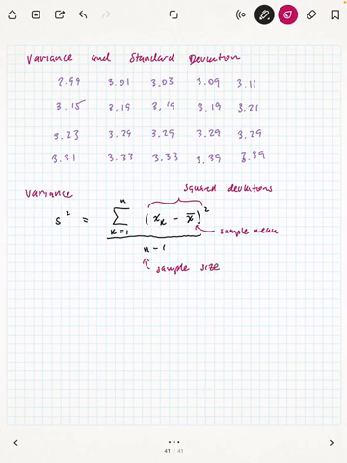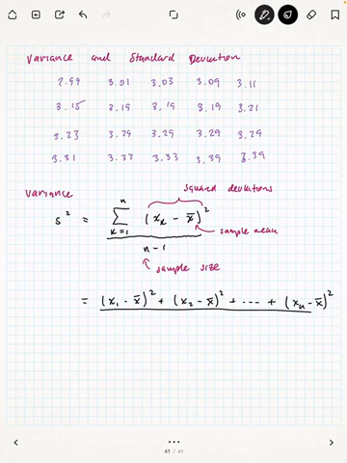But this is different from the population variance formula because for population, we just divide by n, by the population size. So how do we calculate this? Well, literally what we're talking about is we take our x1, subtract the mean, squared, plus the next value minus the mean, squared, and go on until you find the last data value, subtract the mean from it, square it, and then divide by the sample size minus 1.